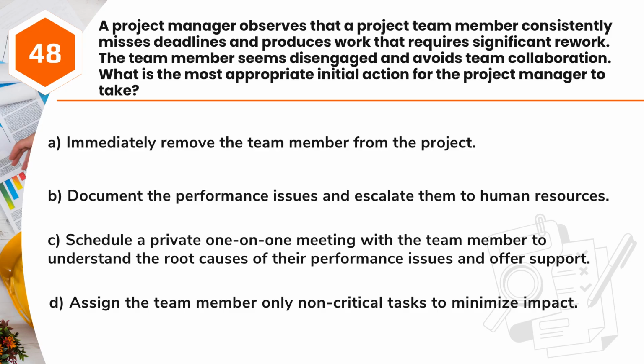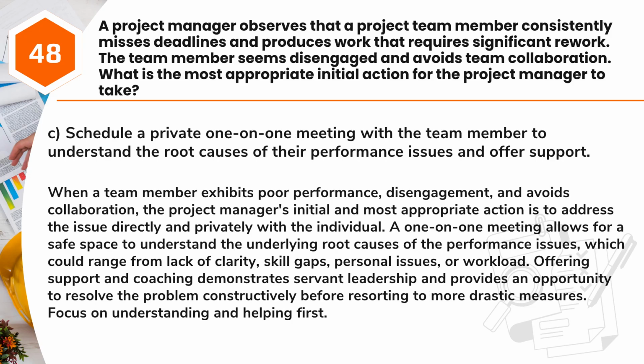C. Schedule a private one-on-one meeting with the team member to understand the root causes of their performance issues and offer support. D. Assign the team member only non-critical tasks to minimize impact. Answer: C. Schedule a private one-on-one meeting with the team member to understand the root causes of their performance issues and offer support. When a team member exhibits poor performance, disengagement, and avoids collaboration, the project manager's initial and most appropriate action is to address the issue directly and privately with the individual.